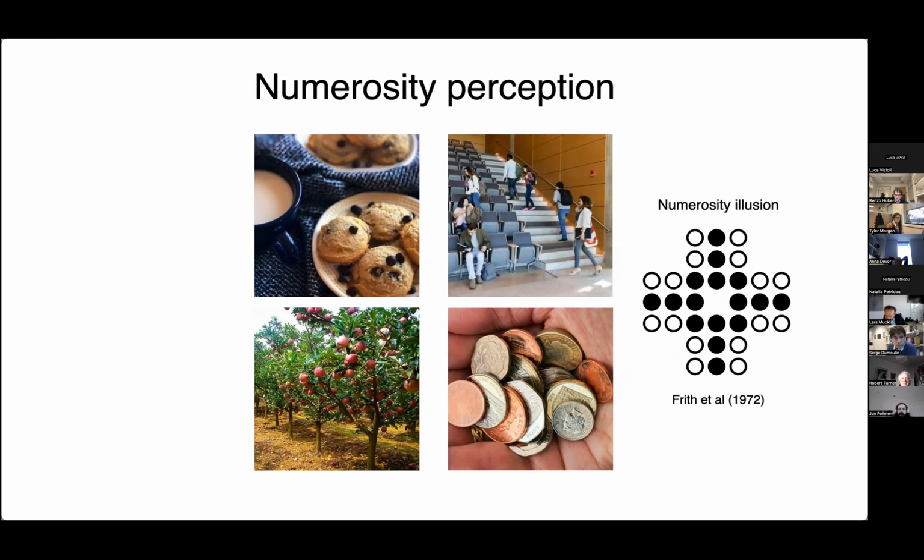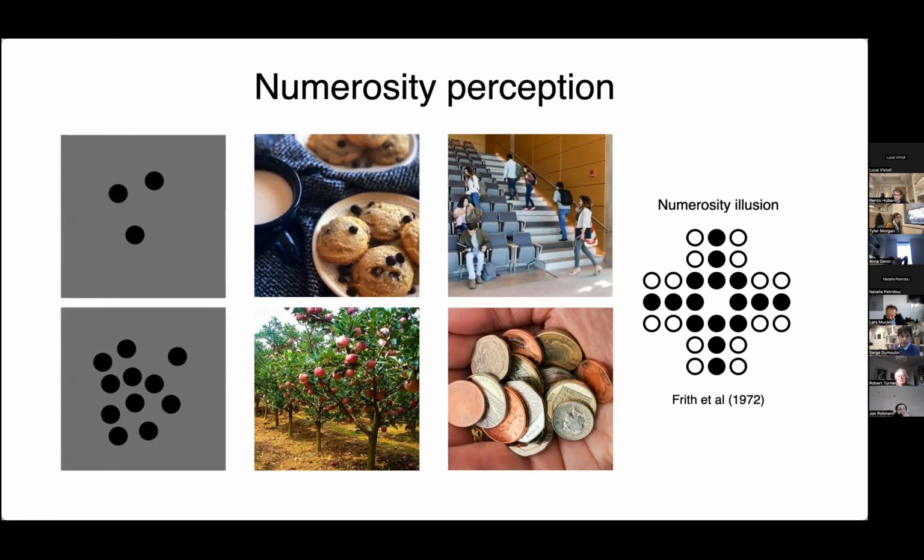So the black dots and the white dots are the same amount. But if you judged them without counting, you would actually say there are probably more black dots. So this illustrates that it's a fundamental, automatic process, distinct from counting. And in the lab, we study these with these dots.